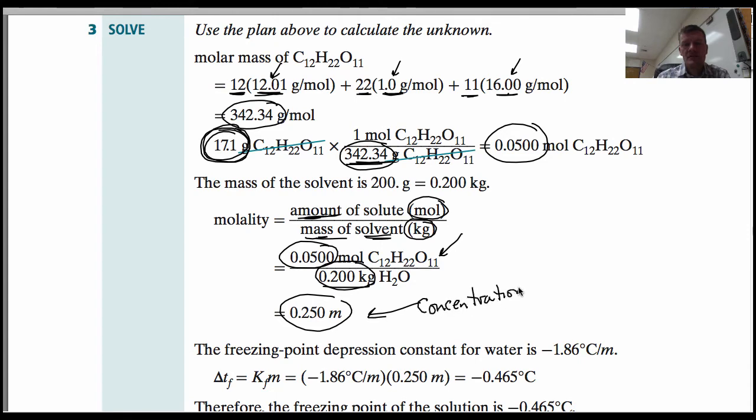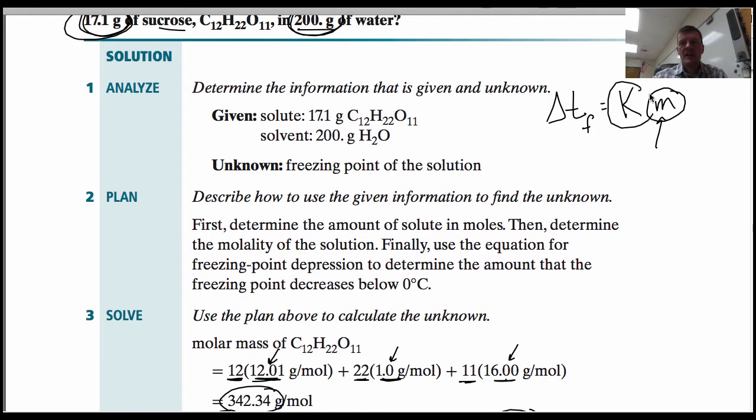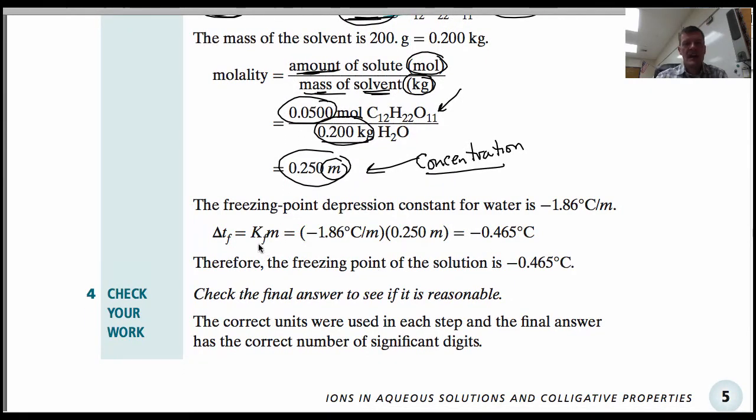Concentration of your solution, the concentration of sugar in your solution. That is your m in this formula right there. The K value is a constant. You just get it straight from the table that was above. That K value never changes for the freezing point depression constant. It is negative 1.86. Why is it negative? Because adding the sugar forces the freezing point to go down.